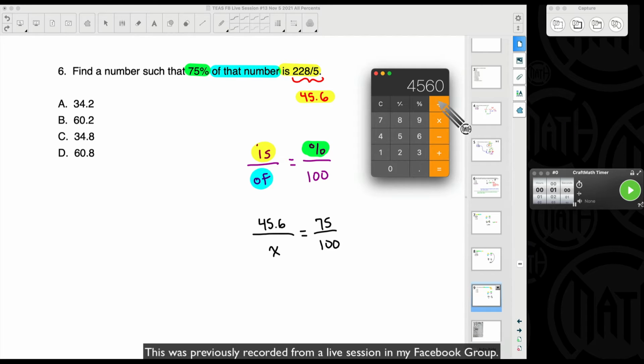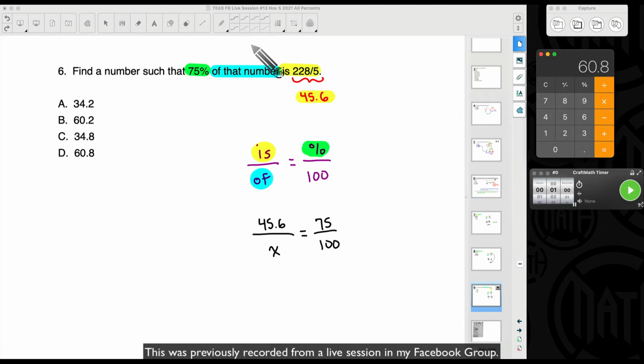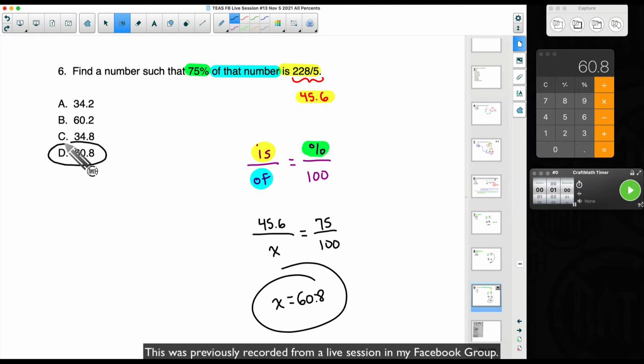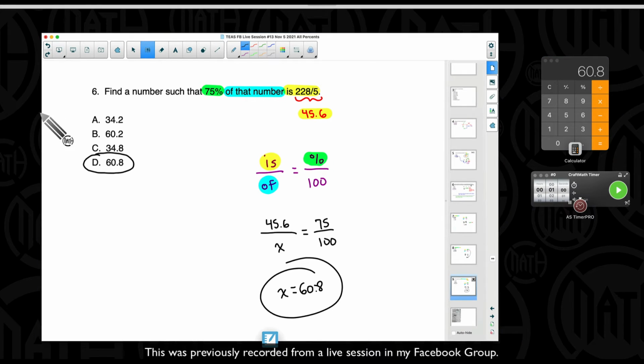I don't care what that gives me. Immediately divide by 75, and we get 60.8. So D is going to be our correct answer. So what we've done in those 3 examples is we've covered every single possible thing that you could find in the is over of equals percent over 100.